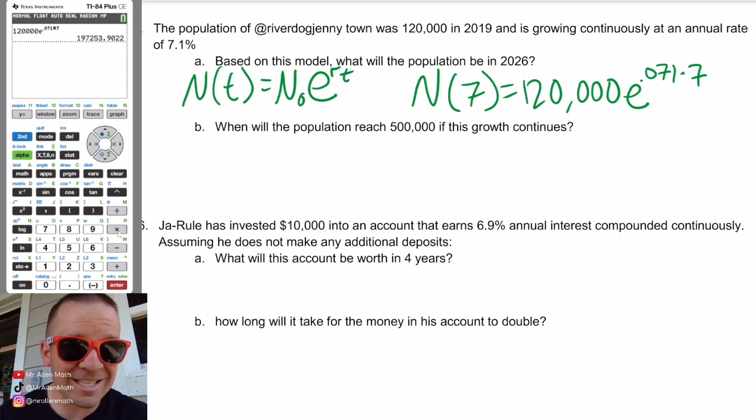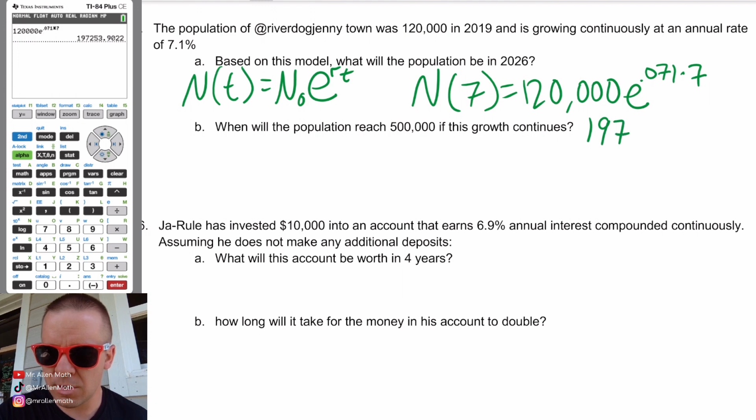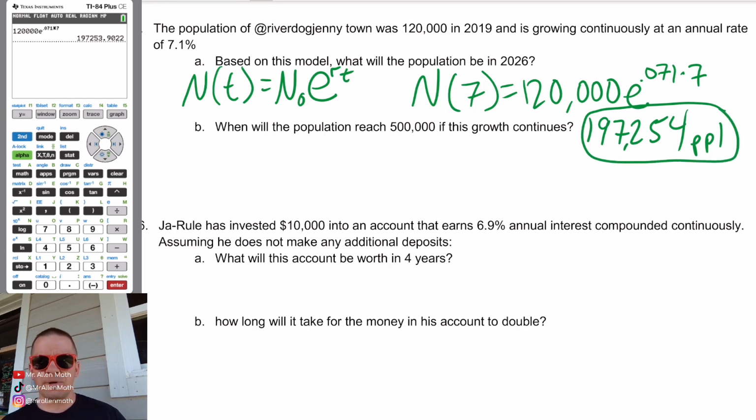We got 197,253.9 people. So let's see here. How do we want to round this? I'm going to say we're going to go with 197,254. Sure, 197,254 people is what we're going to go with. Beautiful. Wonderful. Now, the next one here says, when will the population reach 500,000 if this growth continues?